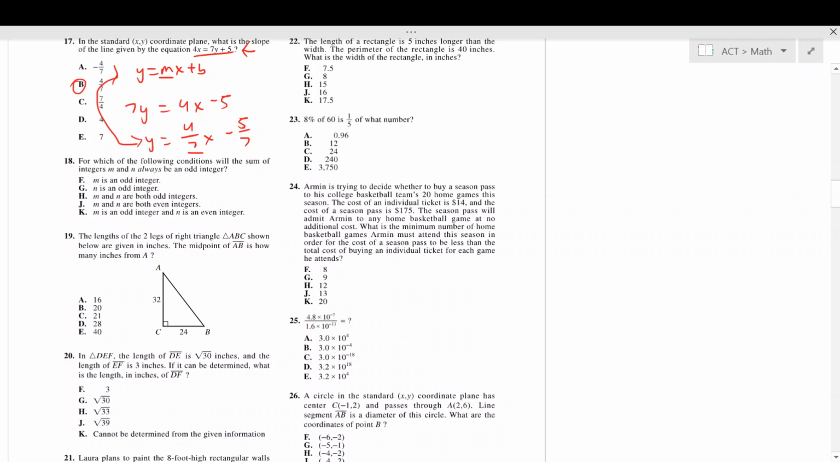For which of the following conditions would a sum of integers, right? Integer means -2, -1, 0, 1, 2, and so on. So negative and positive whole numbers and 0.